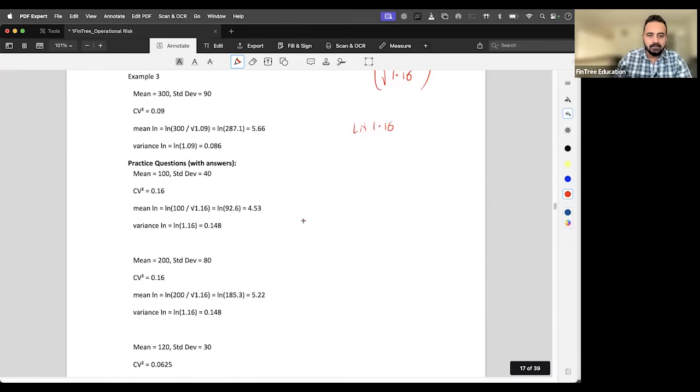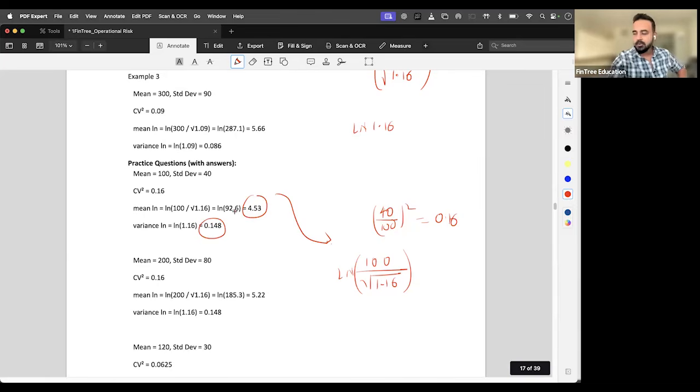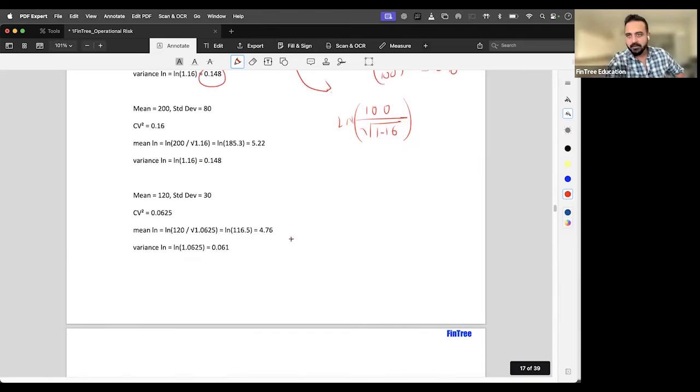One more example. Let's do this one. Mean of 100. Again, I made the same mistake. Standard deviation of 40 divided by mean of 100, squared, 40 divided by 100 squared is 0.16. Then 100 divided by the square root of 1.16, ln. No, made a mistake. 100 divided by the square root of 1.16, then ln, is giving me 4.53. In the same way, ln of 1.16 is giving me 0.148. Okay, there you go. Hopefully that gives you a good perspective of how to work with this translation procedure.